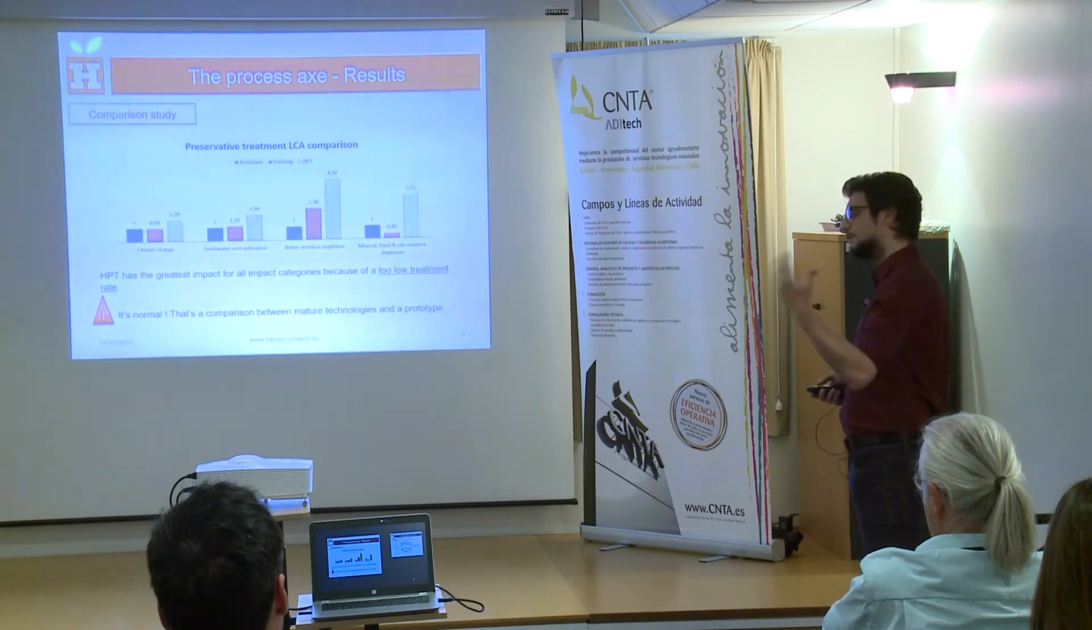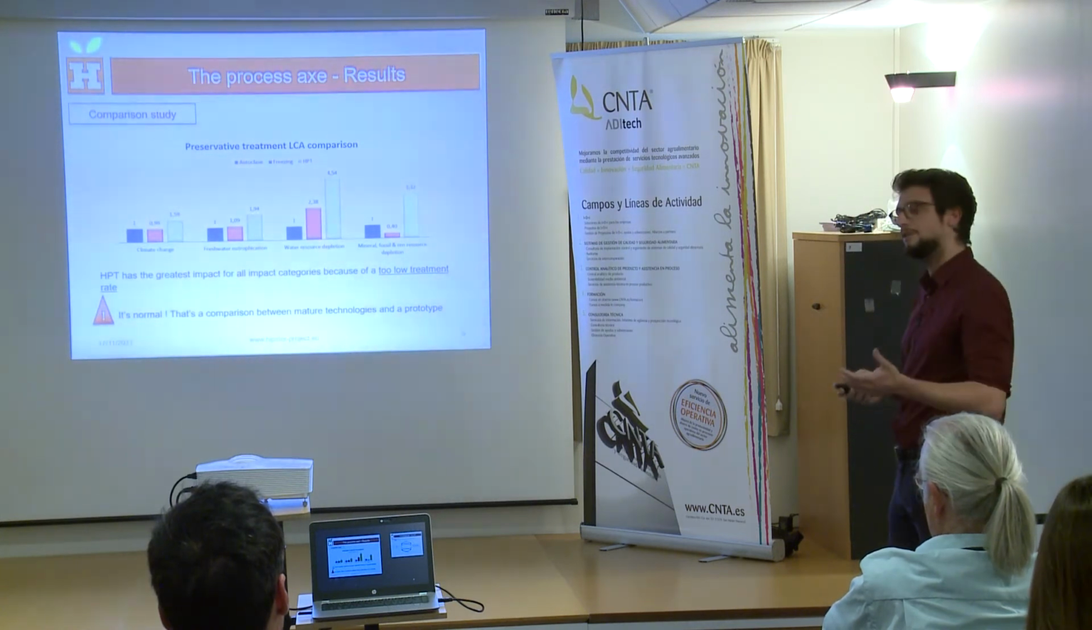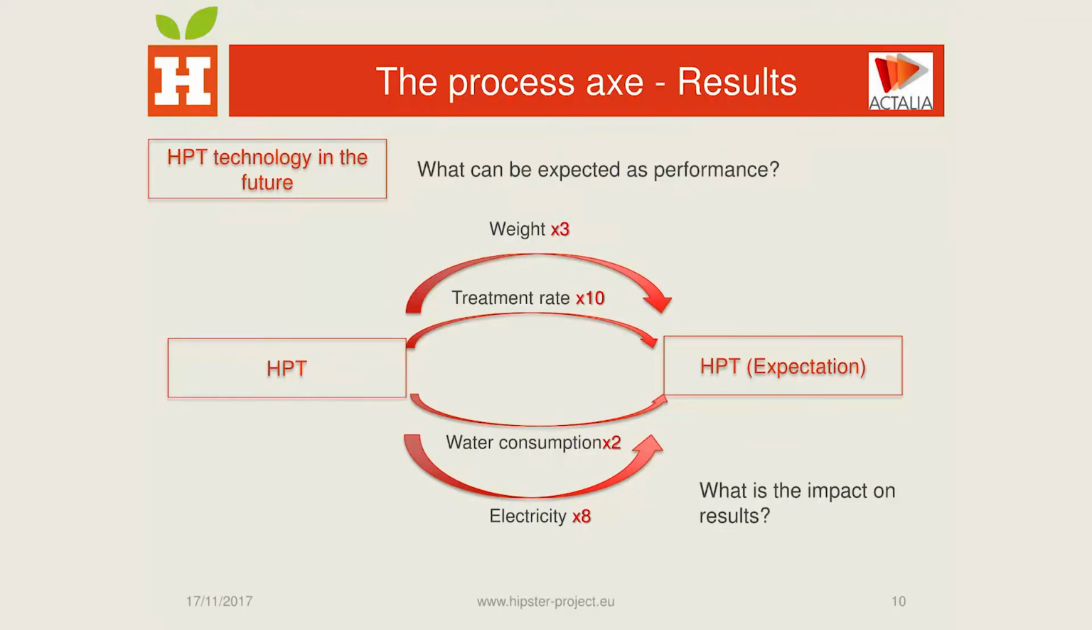That's why we try to make an alternative study with expectations in terms of performance that we can get with a future HPT machine. That's what we can expect and what we have modeled. We can expect a 10 times higher treatment rate, 3 times higher weight, 2 times higher water consumption, and 8 times higher electricity consumption. And what's the impact on the results here?